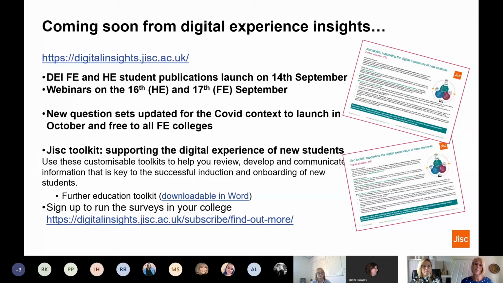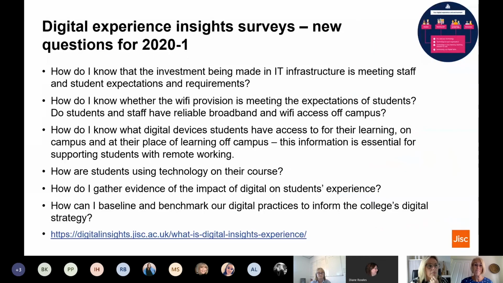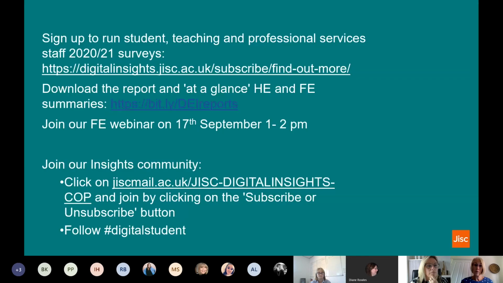They are very much now going to be applicable to the COVID context, the different contexts colleges and institutions will be working within, and a great opportunity, I think, again, for you to gather the data that you'll need in order to ensure that the quality of the digital experience is the best that you can provide. So I'm going to pause there and I'm going to hand back to Deb and see if we've got any questions.